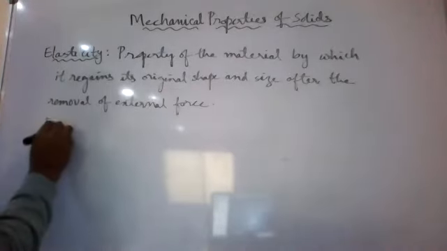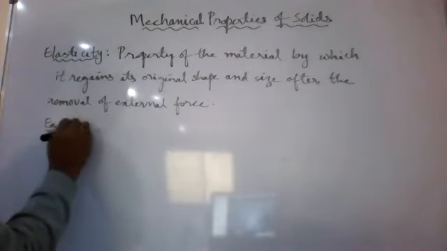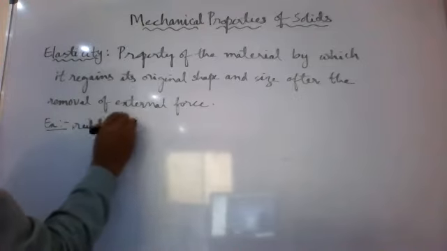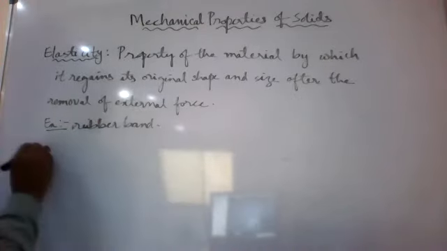Example for this is what? Example for this is a rubber band. Okay, so a rubber band is the best example of elasticity.